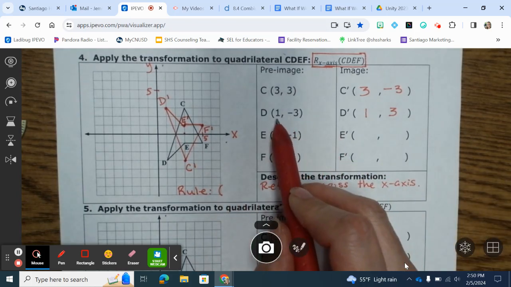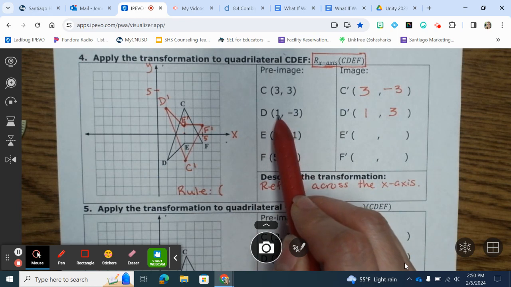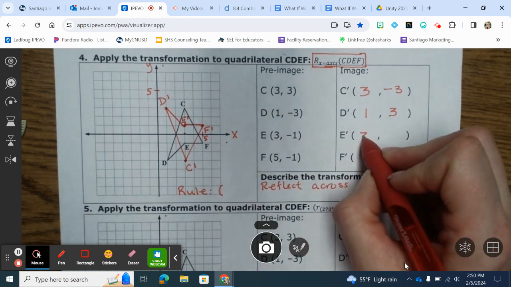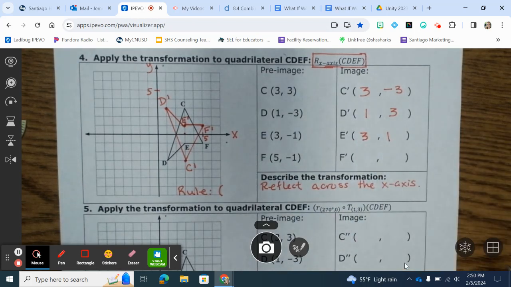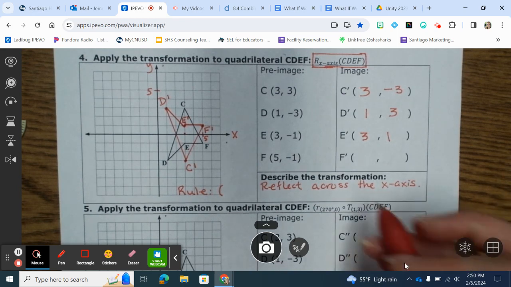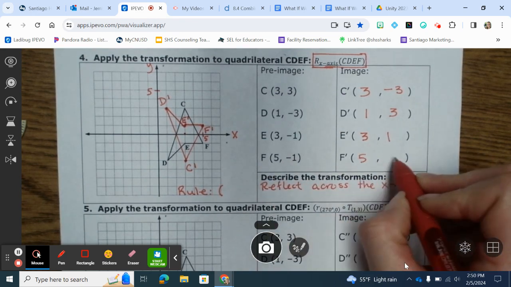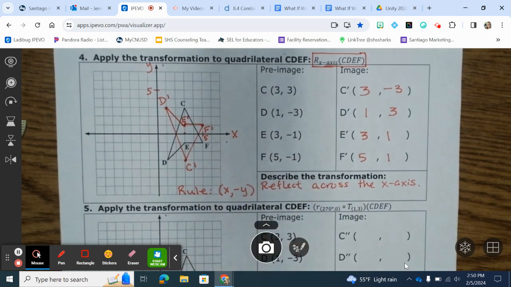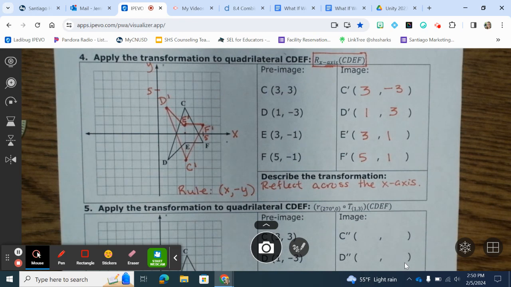So what happens is my x value is going to stay the same and my y value is going to switch. So my x value is going to stay the same. My y value, if it's negative, becomes positive. If positive, becomes negative. So 5, -1 becomes 5, 1. So this is x, -y is my rule. Like I said before, some rules help people. Some people would just rather visualize it, get out a piece of paper, and graph it.